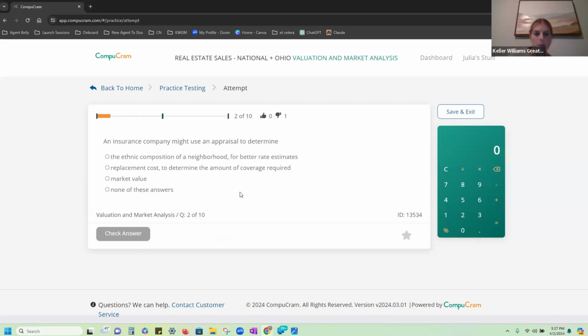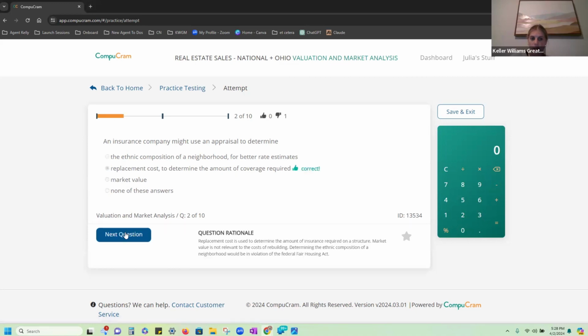An insurance company might use an appraisal to determine A, the ethnic composition of a neighborhood for better rate estimate. B, replacement cost to determine the amount of coverage required. C, market value. Or D, none of these answers. So an insurance company may use an appraisal to determine what? B. Correct? Yes. So B would be replacement cost. So the amount of insurance required for the structure. So they would want to use an appraisal to determine that.